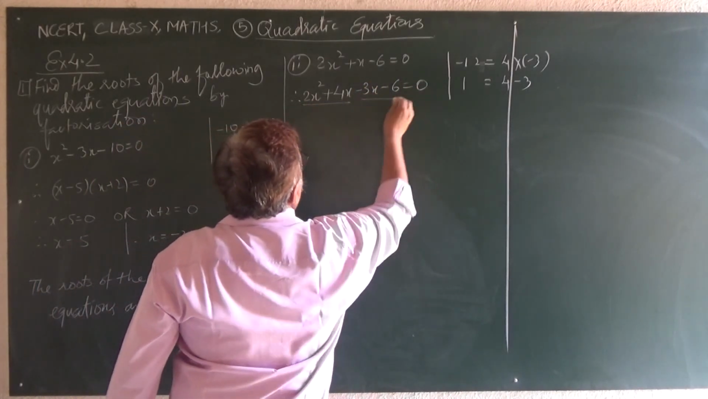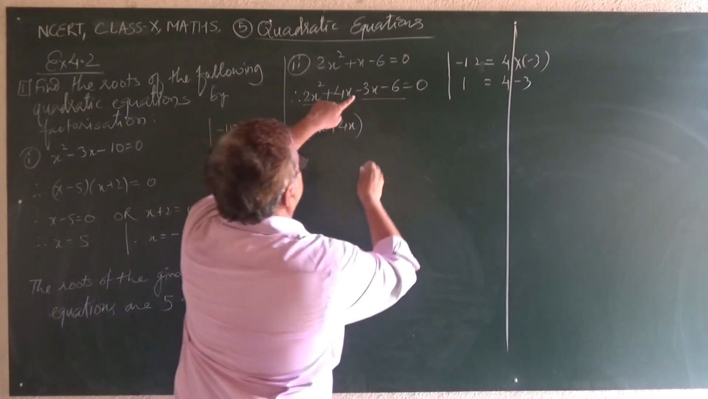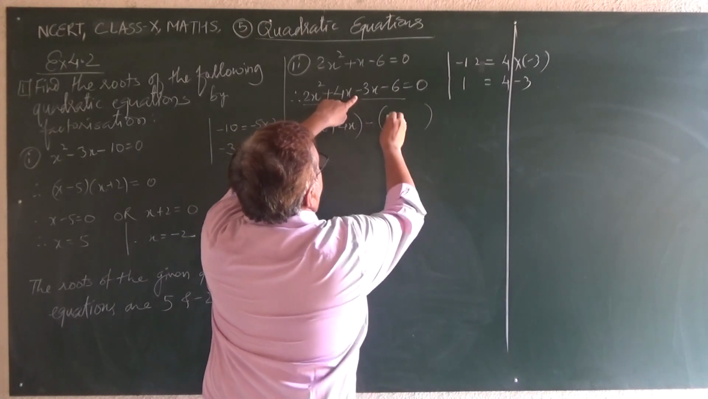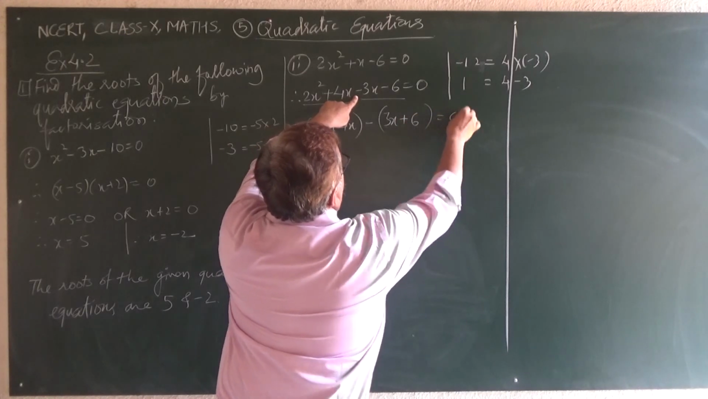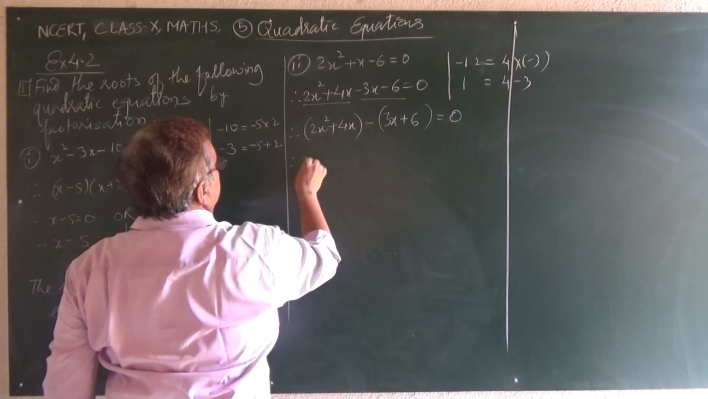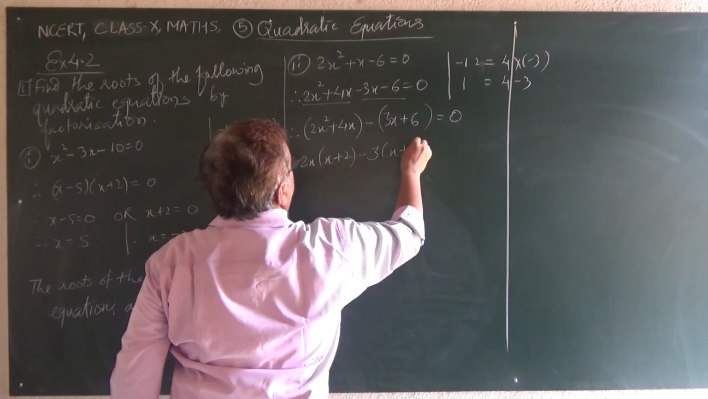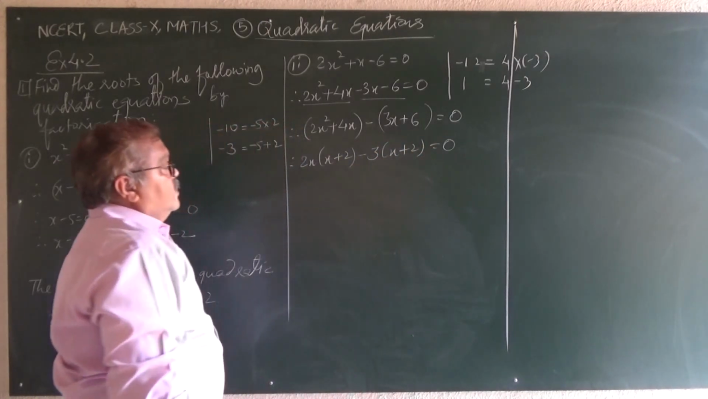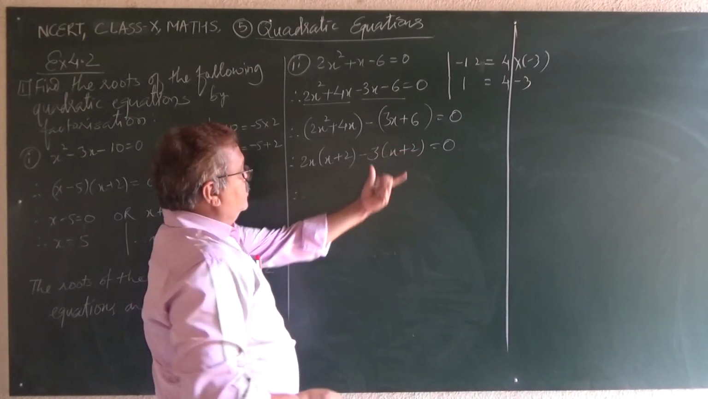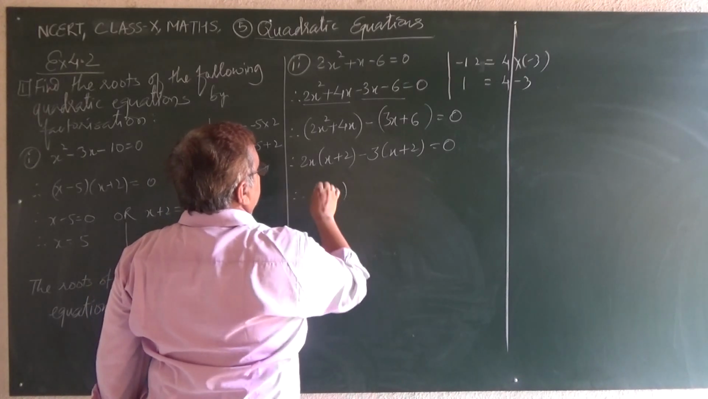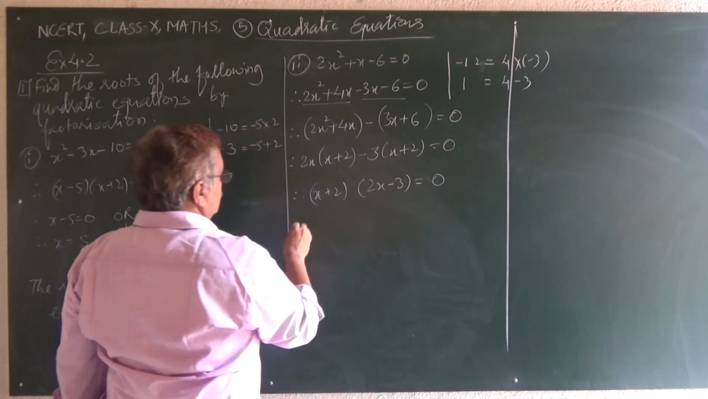Make a pair of 2. Take this in bracket: 2x square plus 4x. Here minus is there, and then we are going to get a bracket. Take this in bracket, so minus, then this minus will become plus. Now, what is common? 2x into x plus 2, and 3 into x plus 2. So therefore, once you are getting x plus 2 here, you should get x plus 2 here. So x plus 2 into 2x minus 3 is equal to 0.